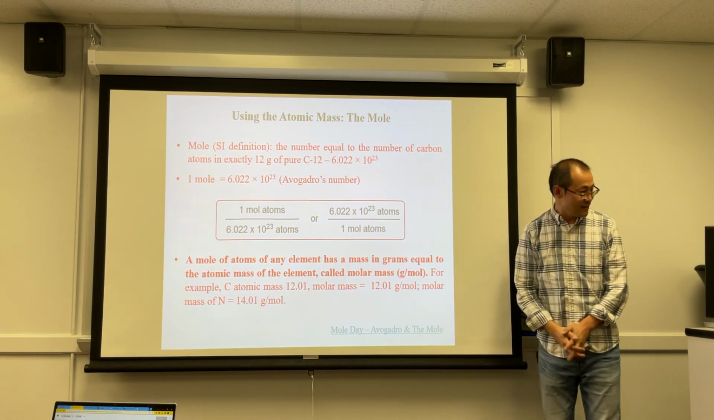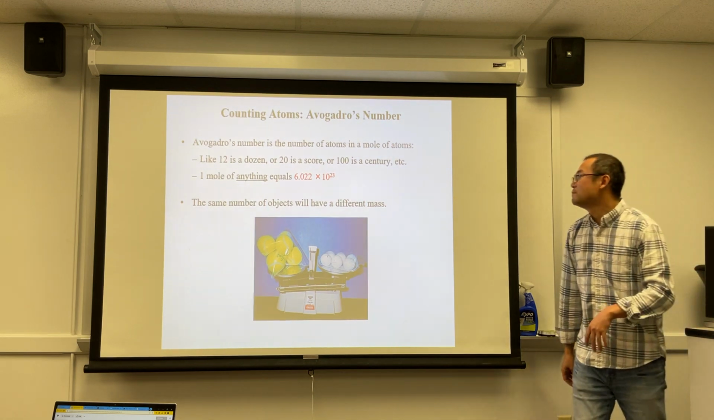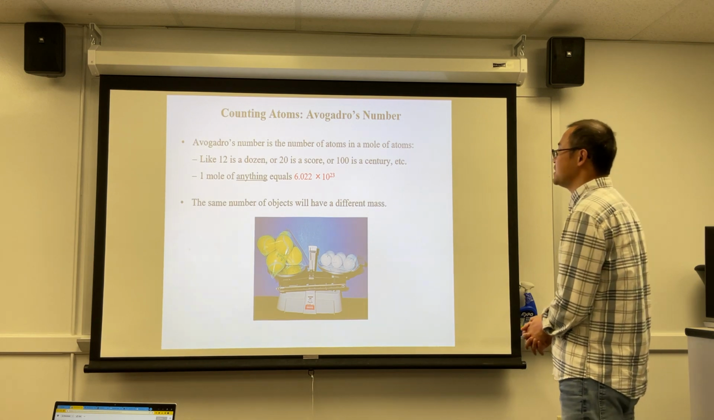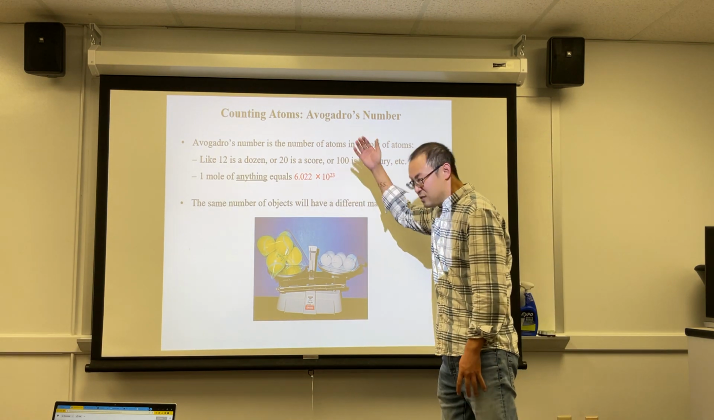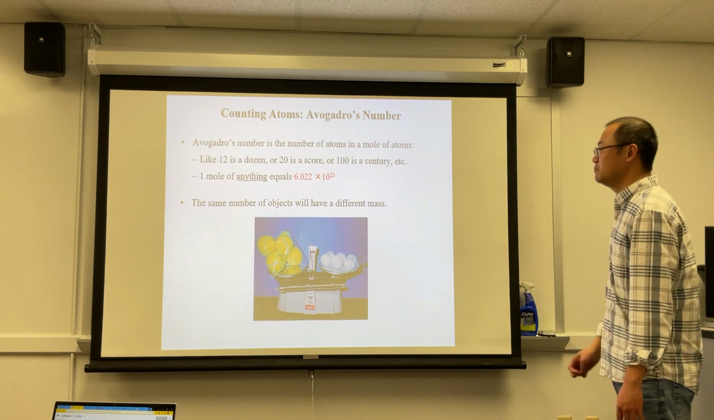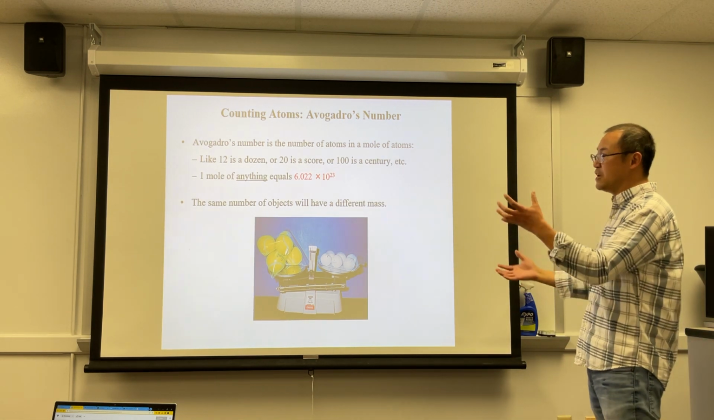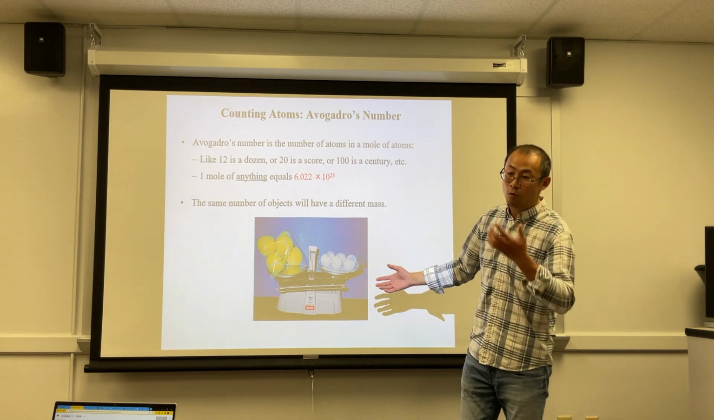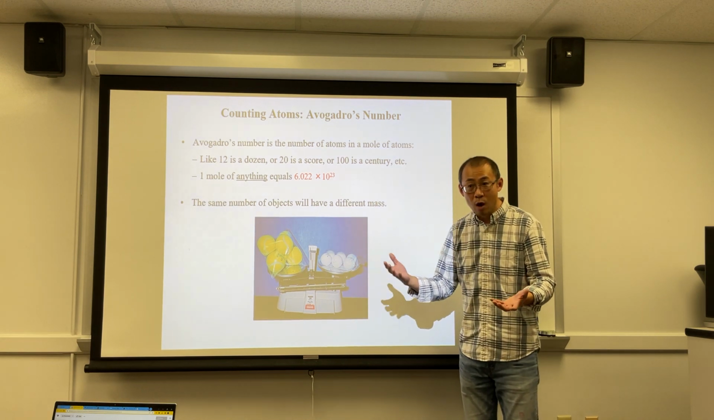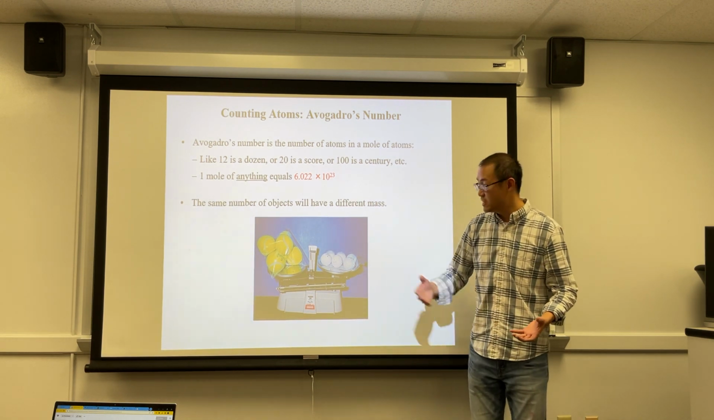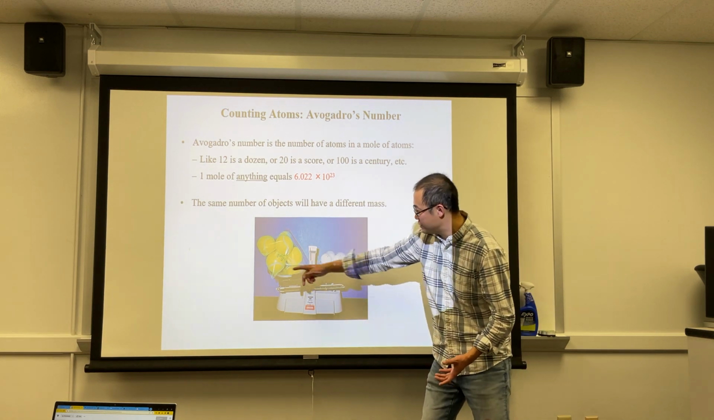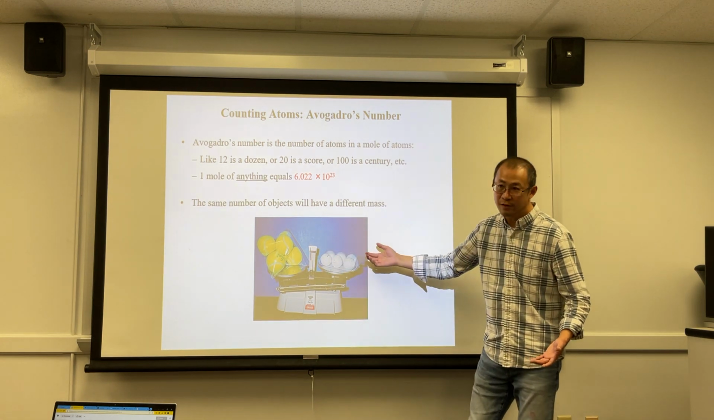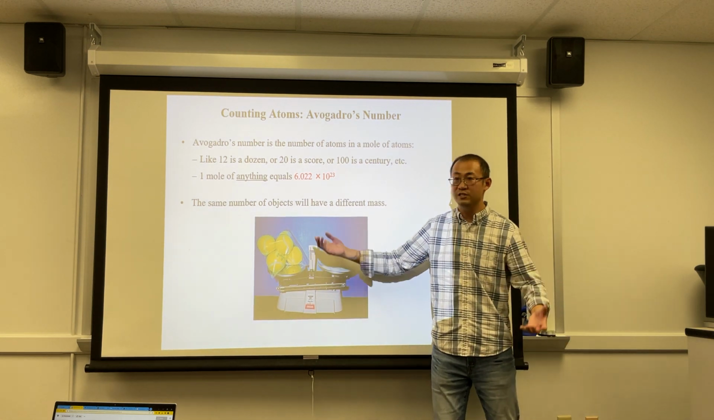Yes. Okay, good. It's more about the moles, like we said. Like 12 is a dozen, 20 is a score, 100 is a century, a mole is what? 6.02 times 10 to the 23rd. Even for different objects, even if they have the same number, they have different mass, just like carbon. One mole is 12 grams. Nitrogen, one mole will be 14 grams, because they're different objects. Even though they're both six balls, which is heavier? Maybe tennis balls are heavier than golf balls, because they're bigger, maybe heavier materials, right?